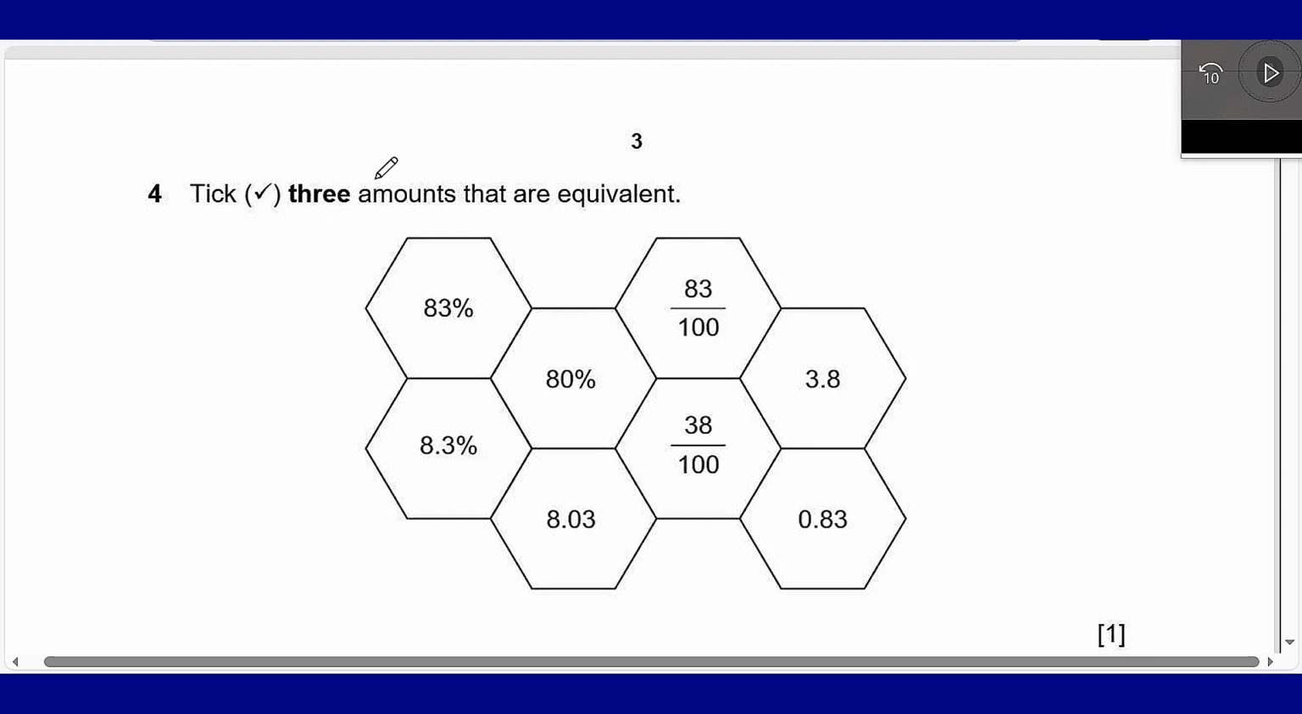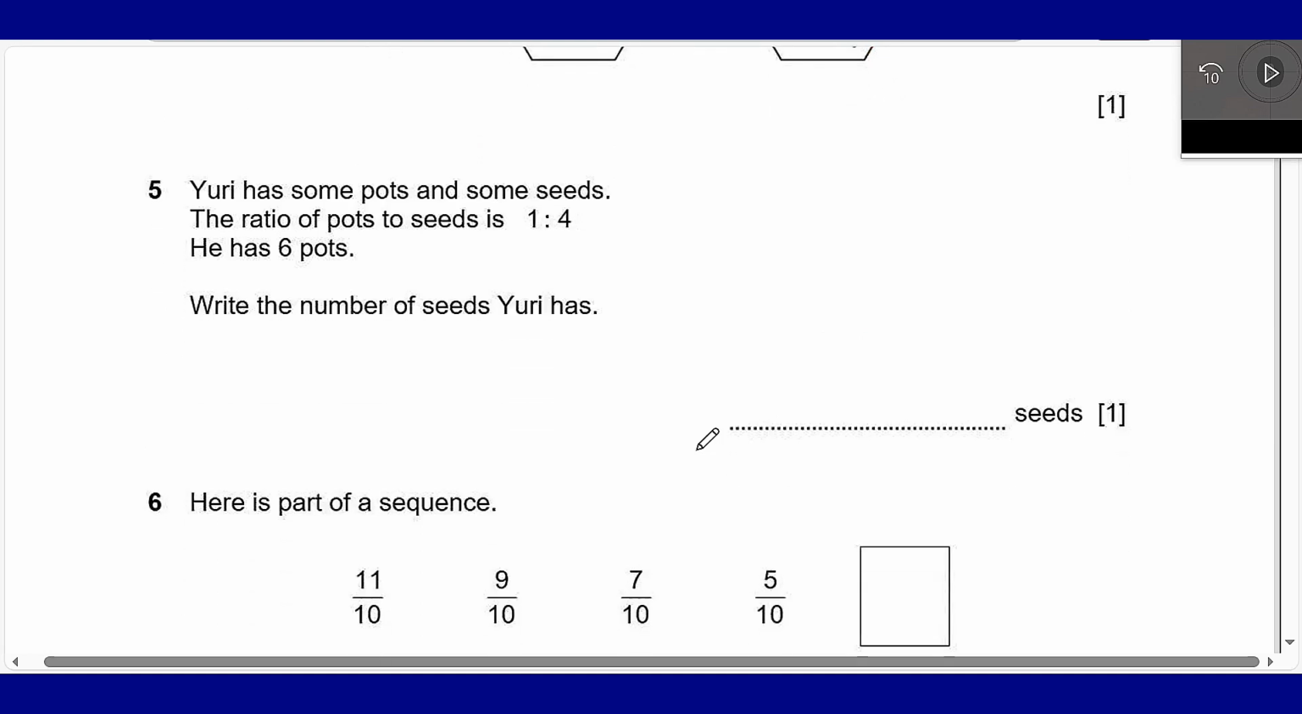Tick 3 amounts that are equivalent. Okay guys, the answer is 83% and 83 over 100 and 0.83. So these are all the same, 83%. Let's move on. Number 5.